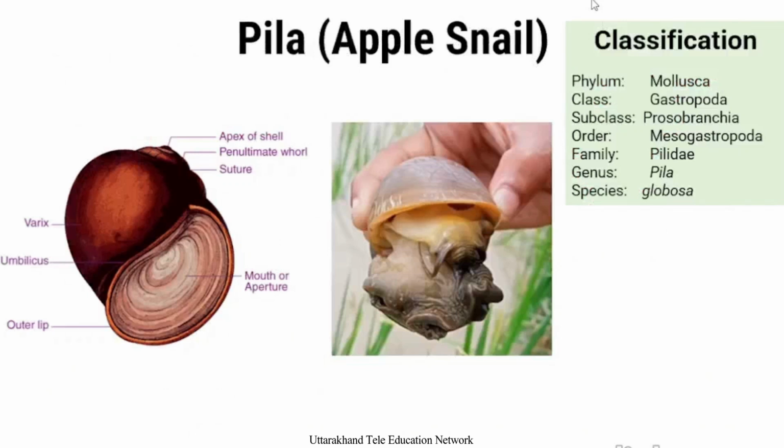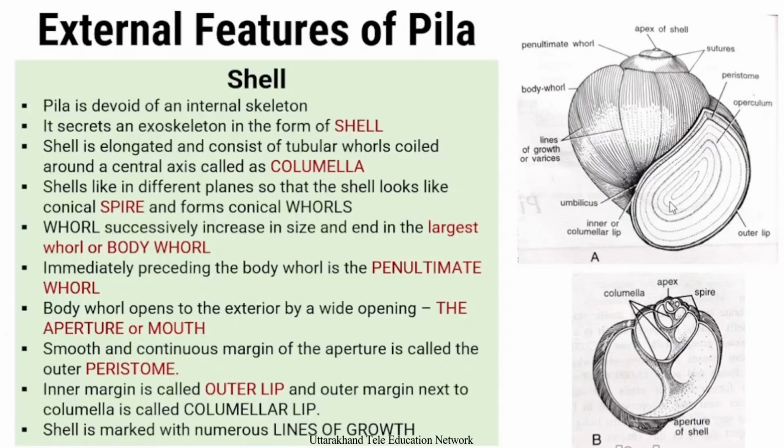Here you can see the picture of Pila, how it looks, the external features, and when it comes out from the shell. This is the classification of Pila. Phylum is Mollusca, class is Gastropoda, subclass Prosobranchia, order is Mesogastropoda, family is Pilidae, and genus is Pila and species is globosa.